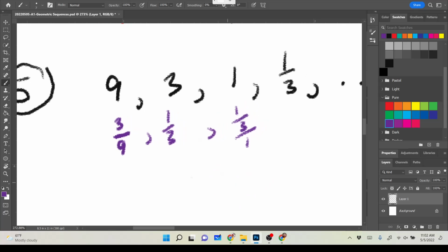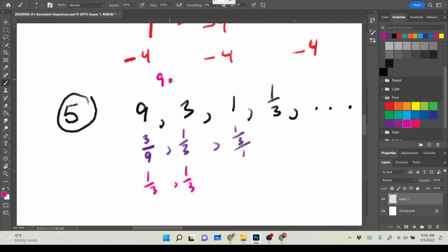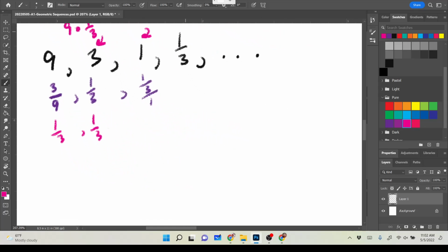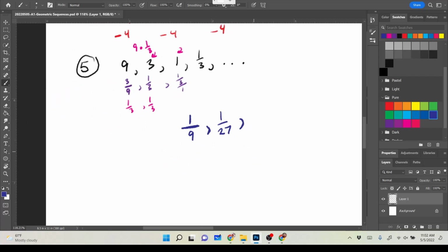This is how we'd calculate the ratio. We're multiplying by 1/3 each time. Because 9 times 1/3 equals 3. 3 times 1/3 equals 1. 1 times 1/3 equals 1/3. What's 1/3 times 1/3? 1/9. What's 1/9 times 1/3? 1/27. And then the next one would be what? 1/81.